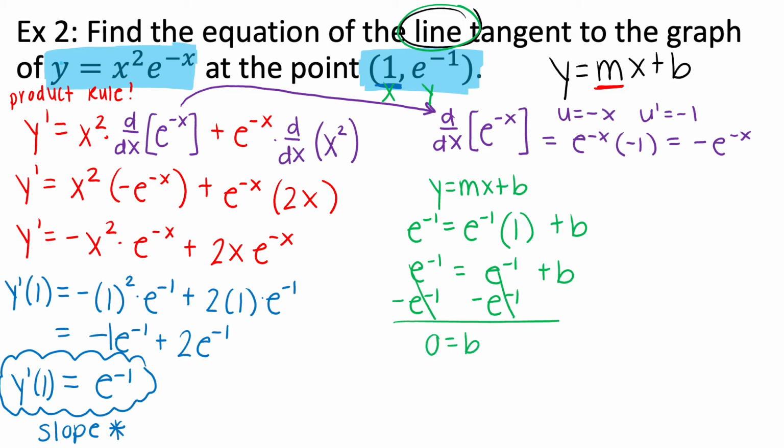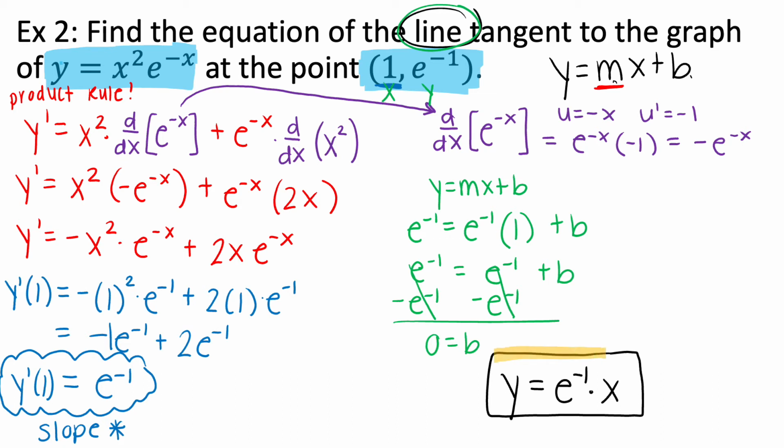So our b value is going to be 0, which means our equation of our line tangent to the graph, plugging in just our m and our b, is y equals e to the negative 1 times x plus 0, or we don't even have to write that. So this is going to be our final answer equation, y equals e to the negative 1 times x. So kind of a longer process there. Go ahead and look through the steps. Remember, you want to start by finding your derivative, plugging in your x value to find your slope, and then plugging in your x and your y to find your b value, and then ultimately giving your answer as an equation of a line.